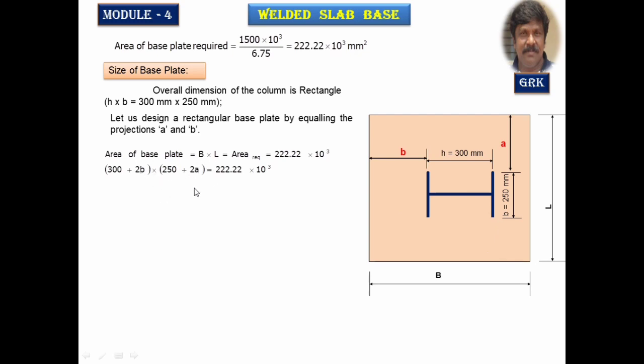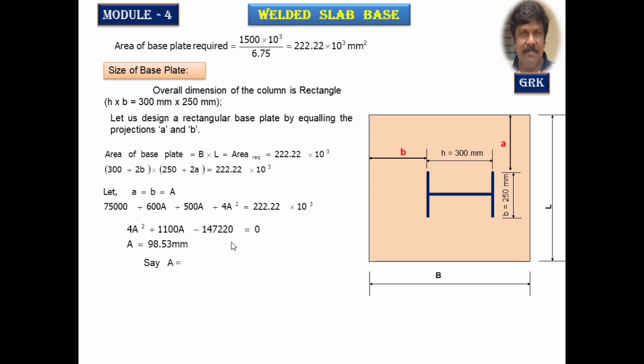Now I will take this A and B equal to some capital A, and find out the product of this. It is 300 into 250 is 75,000, 300 into 2A is 600A, this is 500A, and 2A into 2A is 4A square. Solve this quadratic equation, get the value of A. So we have got A as 98.533 mm. I can approximate it to 100 mm. So these are the two equal projections equal to 100 mm.